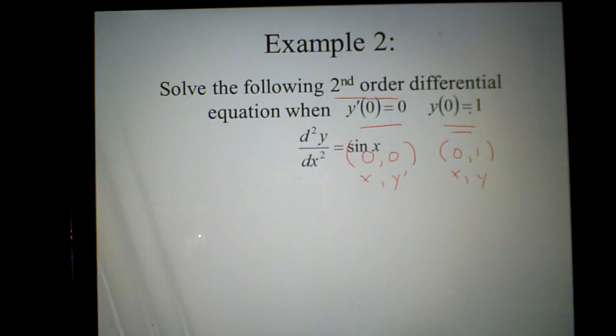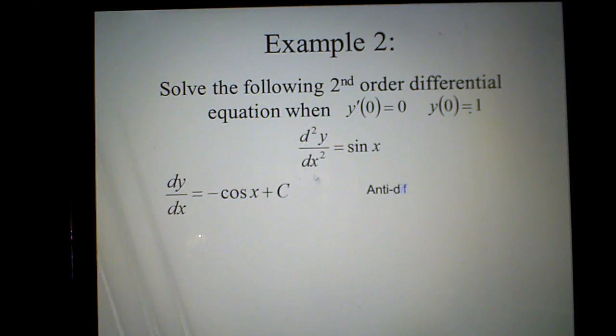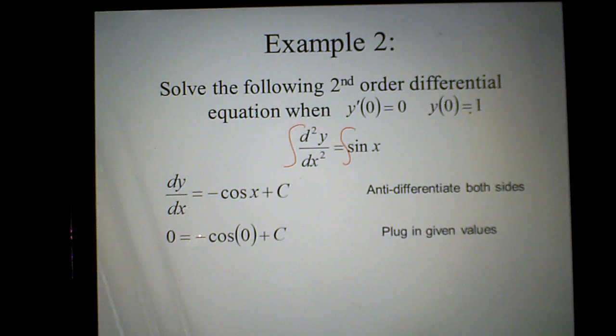So when I take, there's the example. Here's my example. I'm going to anti-differentiate both sides with respect to x. But notice when I anti-differentiate the second derivative, I get the first derivative. Plug in first derivative information. Solve for c.